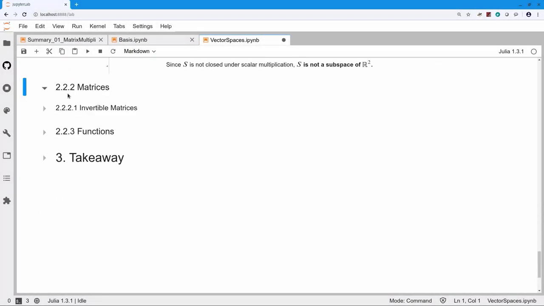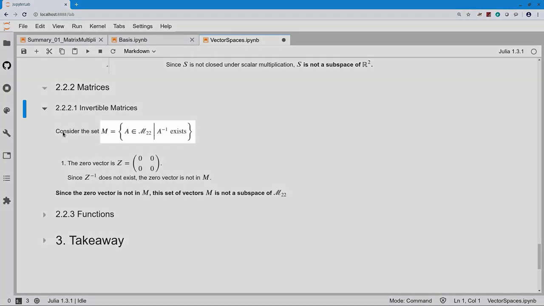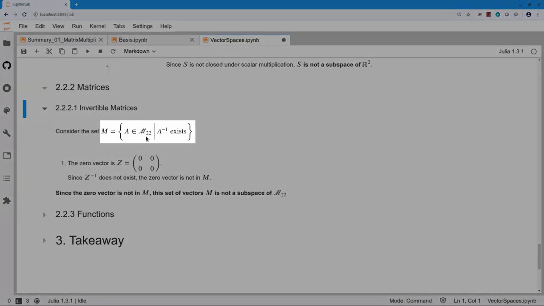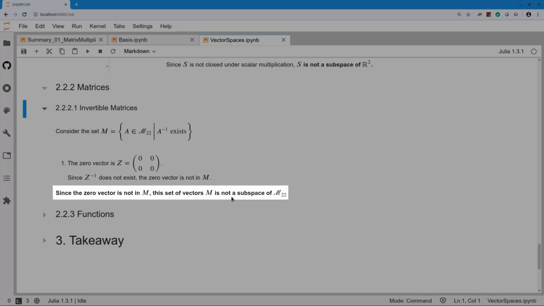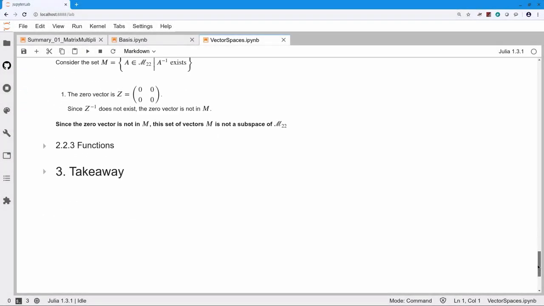If we now look at matrices, I'll only pull out one example. Look at the set of matrices of size 2x2. I played a little game with my notation here. I put the membership, what set A is inside of, right inside the definition of what my vectors are. So A happened to be matrices of size 2x2, and the constraint for membership is that the inverse of A exists. And this time around, the zero vector is not inside of M because this matrix is not invertible. It violates the membership condition. Since the inverse doesn't exist, the zero vector is not inside my set, and therefore this set is not a subspace of the matrices of size 2x2.